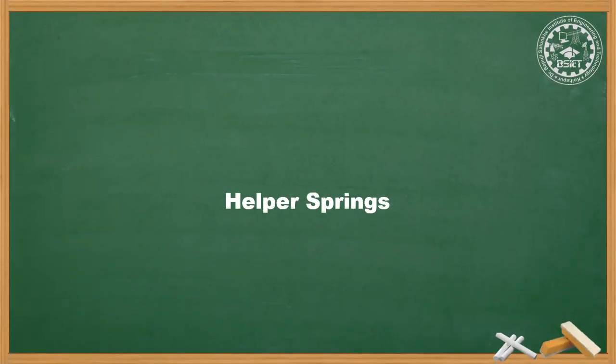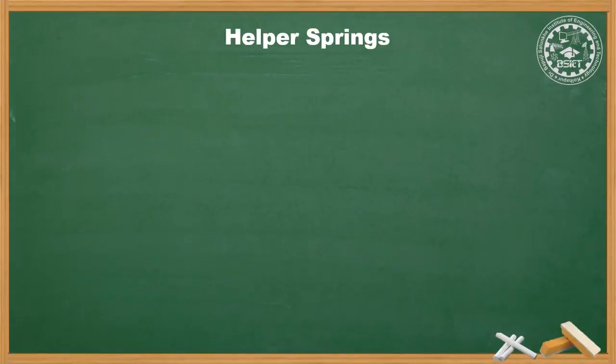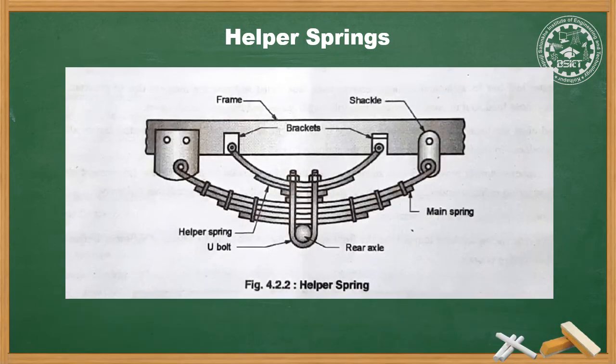Next are the helper springs. Helper springs are basically employed on a heavy duty vehicle in addition to the main leaf spring. These allow for a wide range of loading. When the vehicle is lightly loaded, they do not come into operation. The helper springs are arranged as shown in the figure. When the load on the vehicle increases, they take their share of load. Generally, these are located at the rear end. Both ends of the spring are fixed to the bracket.